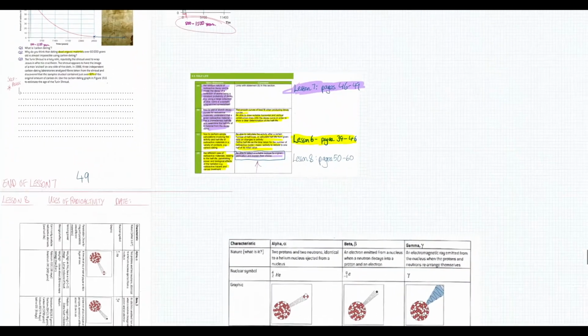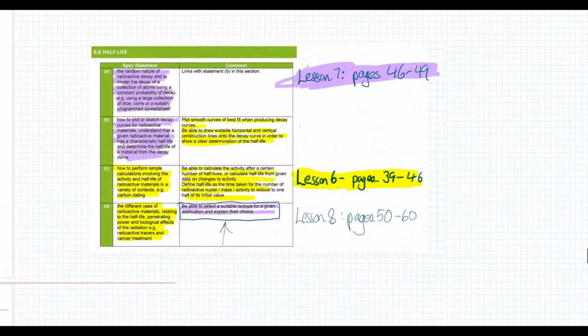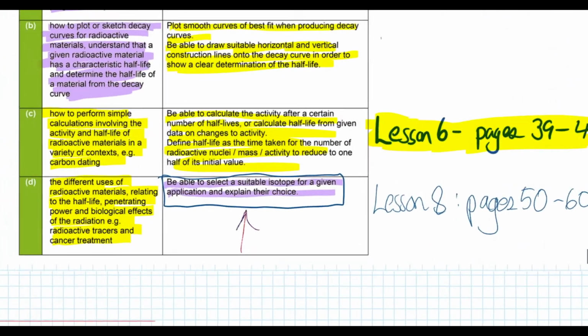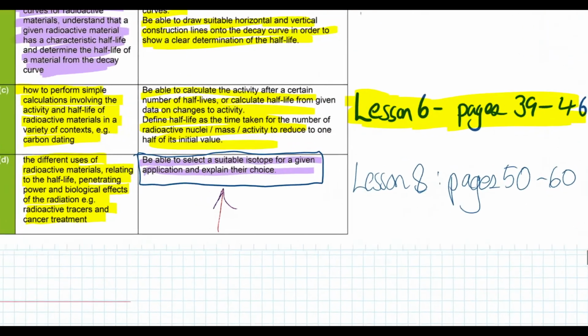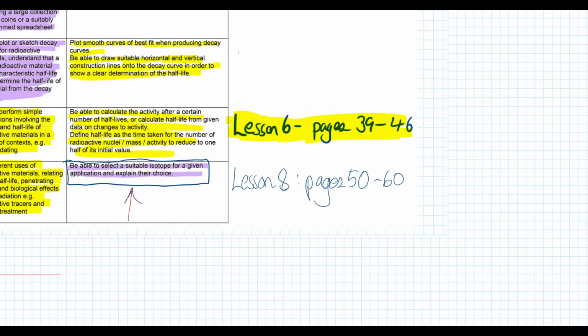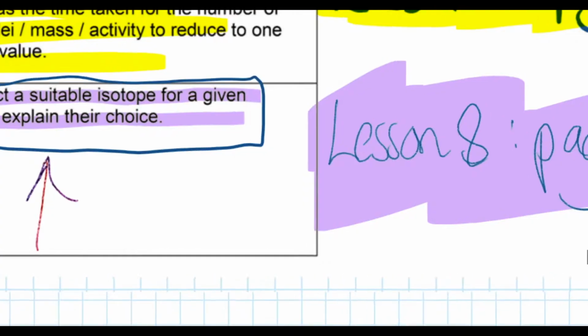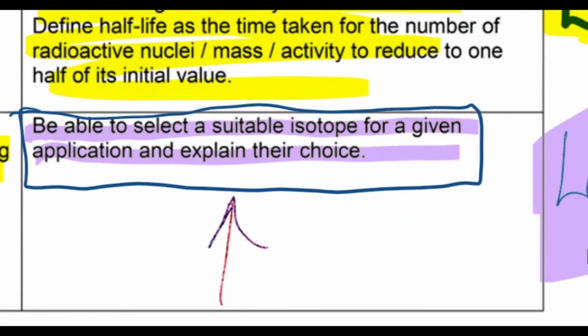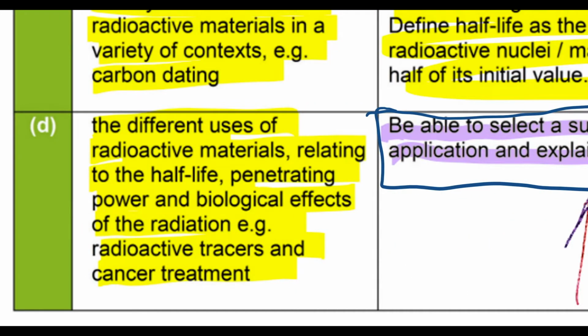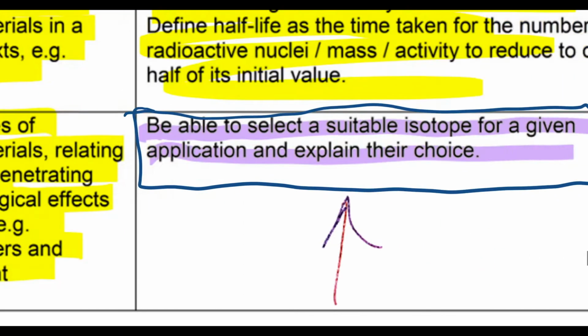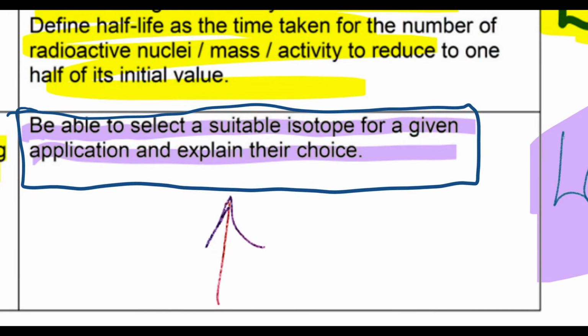Now, Lesson 8 really is looking at some of the learning objectives that we've covered in previous lessons, namely uses of radioactivity. I know this looks a little bit messy. We're doing pages 50 to 60 in your booklets, so it's 50 to 60. And I'm just going to zoom in on different parts of what we're going to be learning today. So, firstly looking at different uses of radioactive materials relating to their properties such as half-life and so on, and to select a suitable isotope.